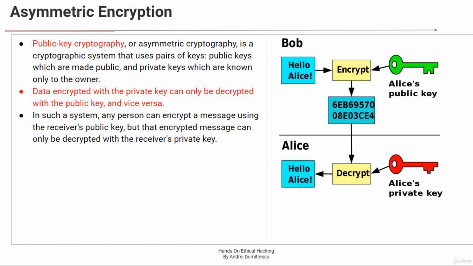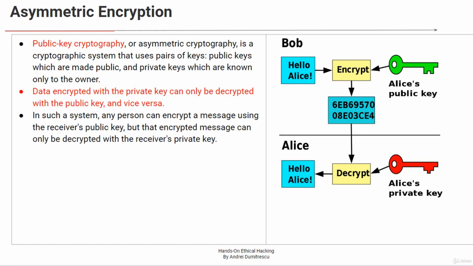Public key cryptography, or asymmetric cryptography, is a cryptographic system that uses pairs of keys: public keys, which are made public, and private keys, which are known only to the owner. The public and the private keys are related, and there isn't a known way to generate the private key from the public key. Data encrypted with the private key can only be decrypted with the public key and vice versa.